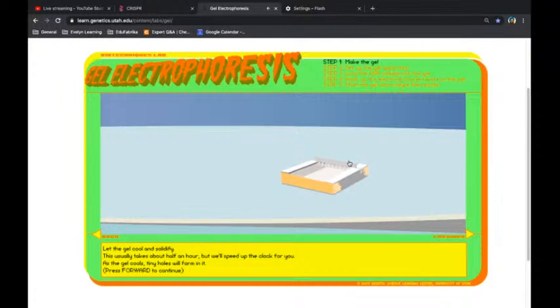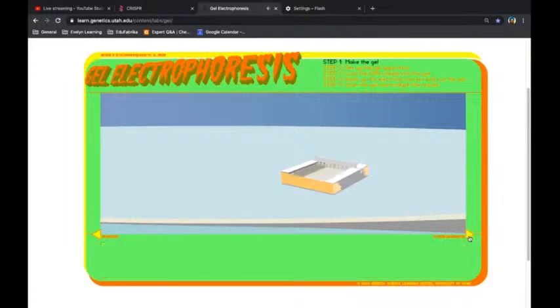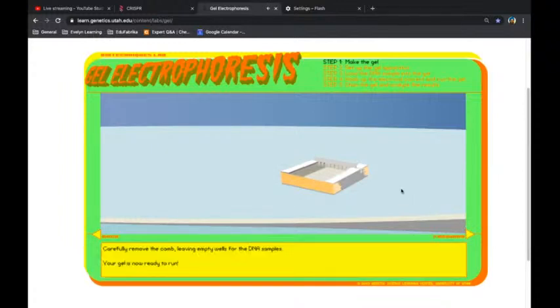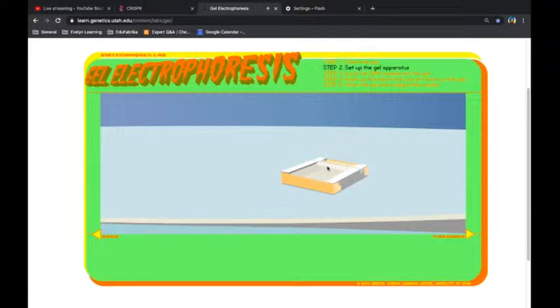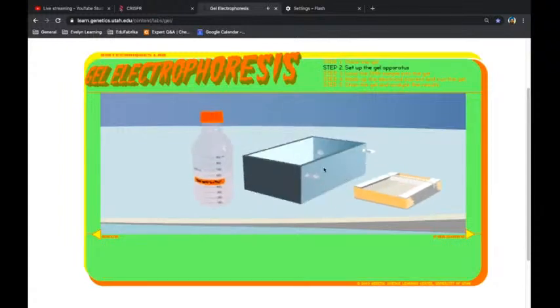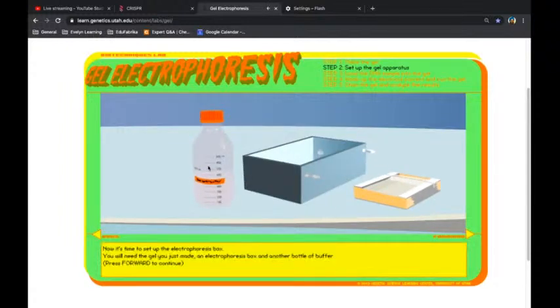So this will be done for half an hour. So we will speed up the clock and then check if the holes are done. Carefully we remove it. So yes, holes are done. Now it's time to set up the gel apparatus. We add the buffer in the electrophoresis box like we saw there. We just need to add this buffer to this.